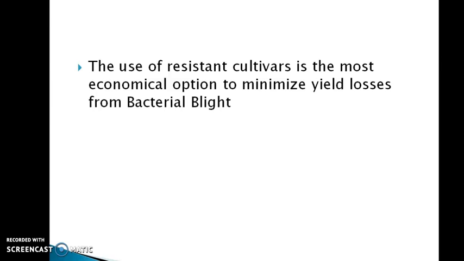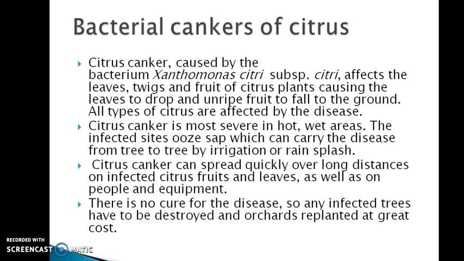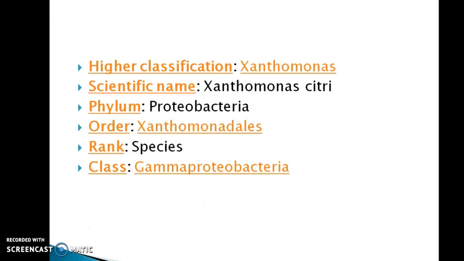And also the use of resistant cultivars is the most economical option to minimize yield losses from bacterial blight, and also practice aseptic techniques. The next disease is citrus canker, which is caused by Xanthomonas citri, and it affects the leaves, twigs and fruits of citrus plants, causing the leaves to drop and unripe fruit to fall to the ground. All the types of citrus plants are affected by this disease. Xanthomonas citri belongs to the phylum Proteobacteria, order Xanthomonadales, and class Gamma Proteobacteria.